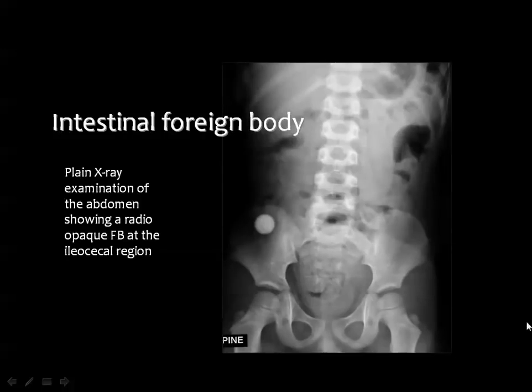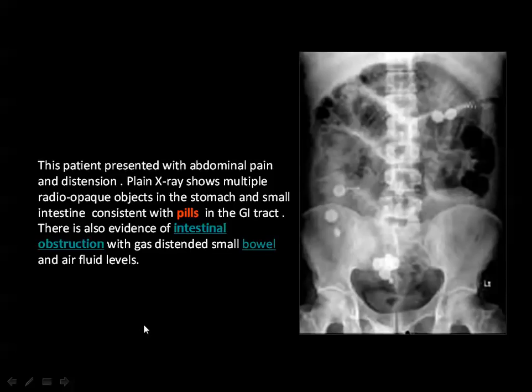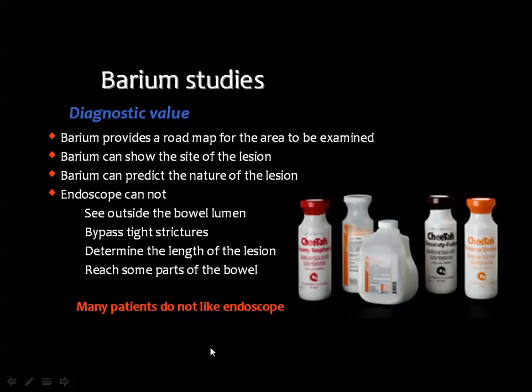And this is an example of a radio-opaque foreign body near the ileocecal junction, or the ileocecal area. And this is also an example of some medications which are seen in the region of the stomach. And here you can also see some pills or medical tablets scattered throughout the intestinal loops.